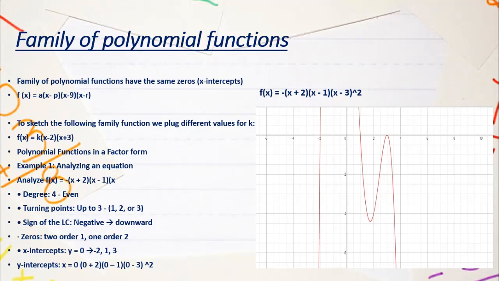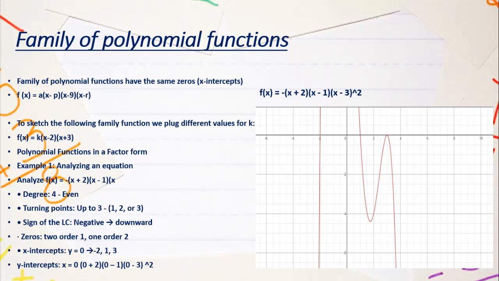To analyze the equation, we write it down again, and then we analyze by looking at the degree, turning points, sign, leading coefficient, and other things. The degree is 4, which is even, and the turning points are up to 3, starting from 1, 2, or 3. The sign of the leading coefficient, or LC, is negative, and the graph would be downwards. The zeros are minus 2 of order 1, and 1 of order 2.